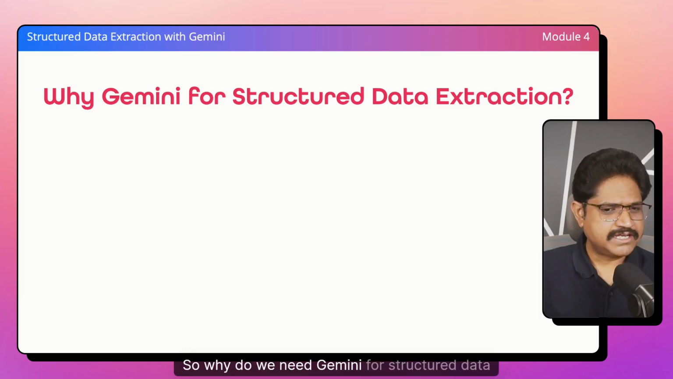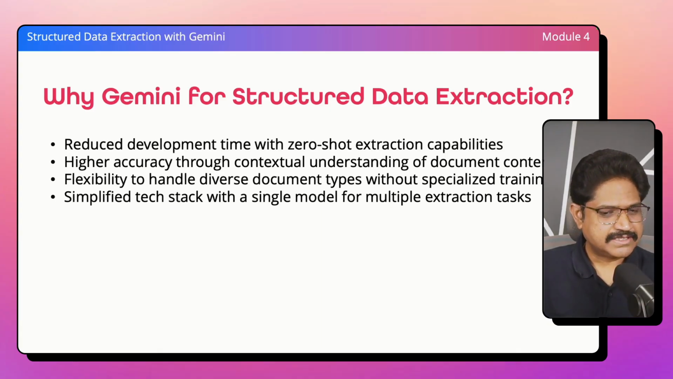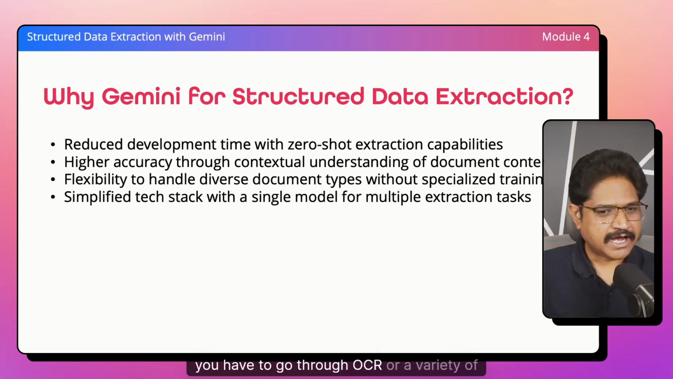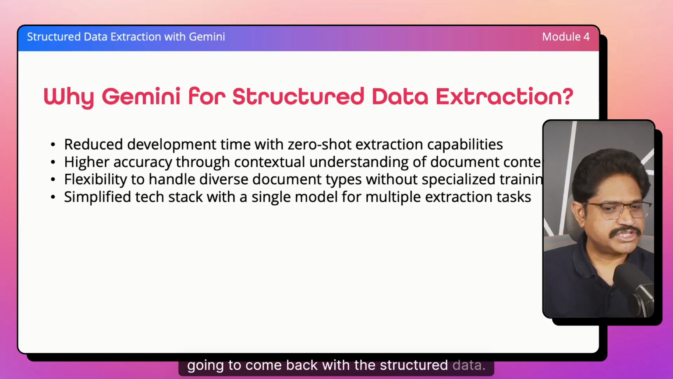So why do we need Gemini for structured data extraction? Well, we want to reduce the development time with zero-shot extraction capabilities. Now, without using a model like Gemini, you have to go through OCR or a variety of techniques to extract data from images and PDFs. But Gemini uses zero-shot capabilities where you can send the image along with the prompt and it is going to come back with the structured data. It's highly accurate and has a contextual understanding of the document that you send.